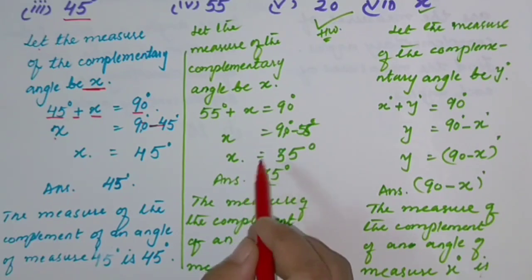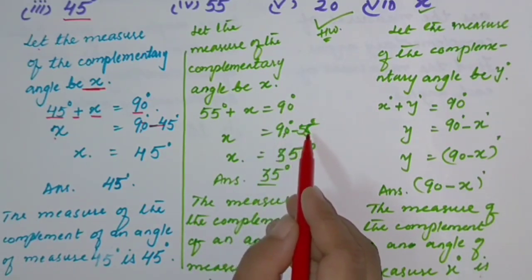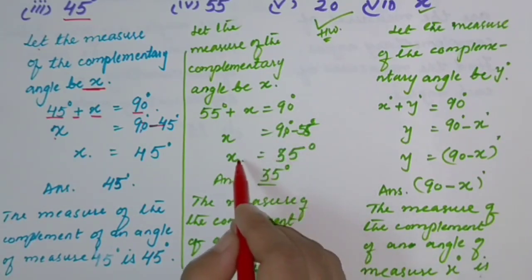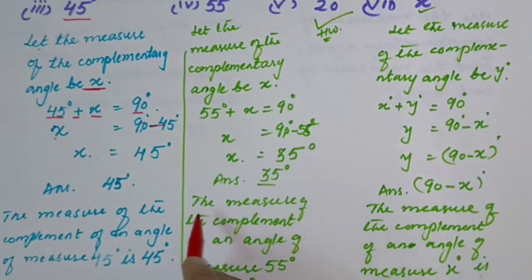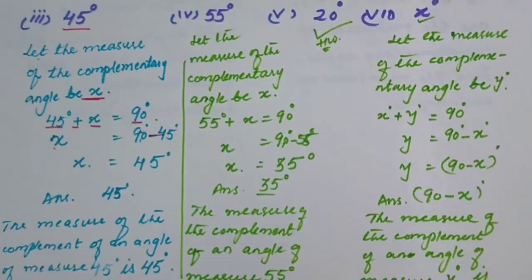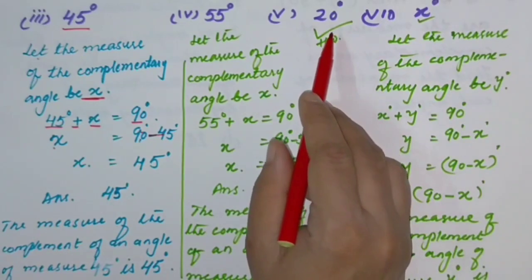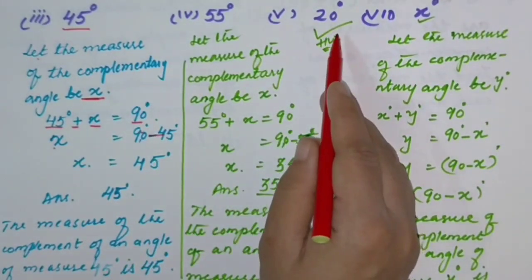Okay, here 10 minus 5 is 5 and 8 minus 5 is 3. Therefore x is equal to 35 degrees. Now the answer is what? 35 degrees. Now the last statement is what? The measure of the complement of an angle of measure 55 degrees is 35 degrees. Okay. Now the fifth question is the same. It's 20 degrees. The same steps we have to follow here also.